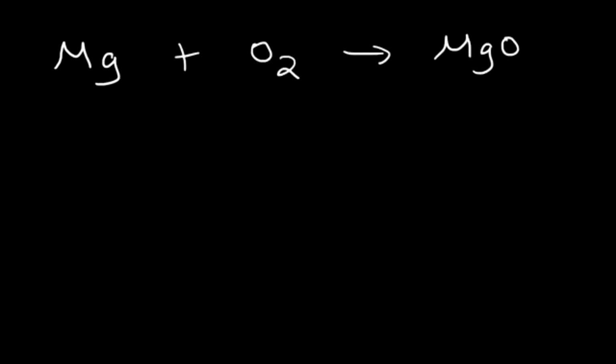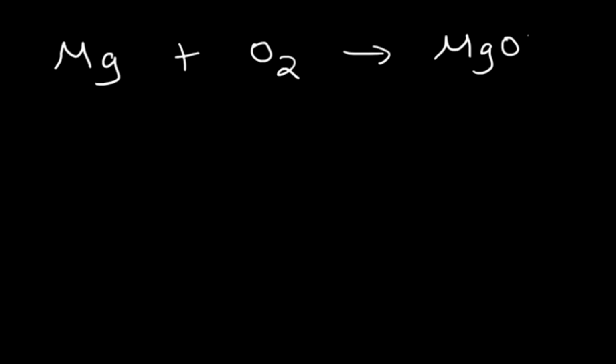In this video, we're going to talk about oxidation and reduction reactions. And here's the example we're going to start with. Magnesium plus oxygen gas produces magnesium oxide. In an oxidation-reduction reaction, or simply a redox reaction, electrons are being transferred from one element to another.